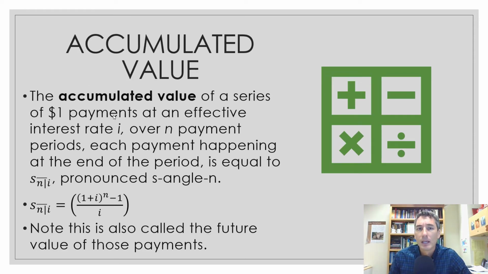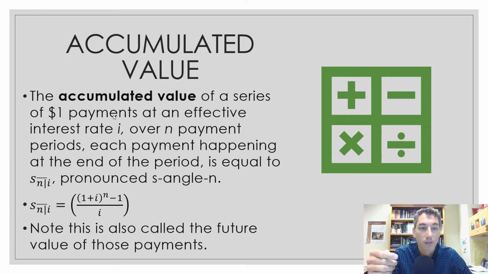Finally, accumulated value. When we use the term accumulated value, sometimes future value is another name for it. There's actually a nice formula for this. Let's say you put in $1 at an effective interest rate i for n payment periods, with each payment happening at the end of the period. That's what we call s angle n.